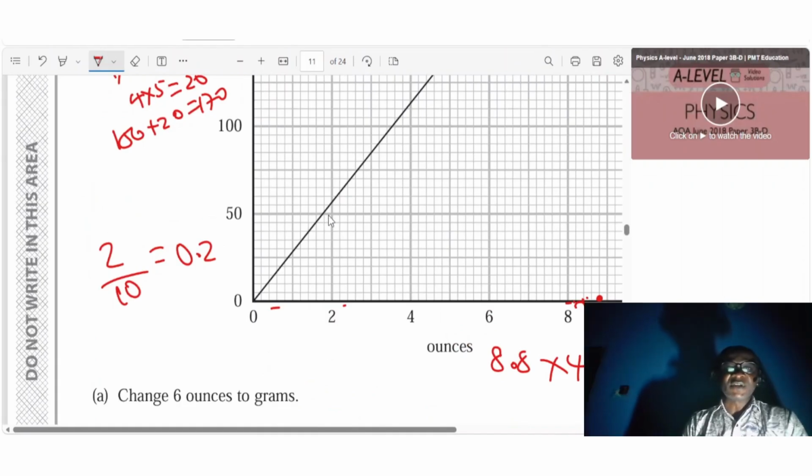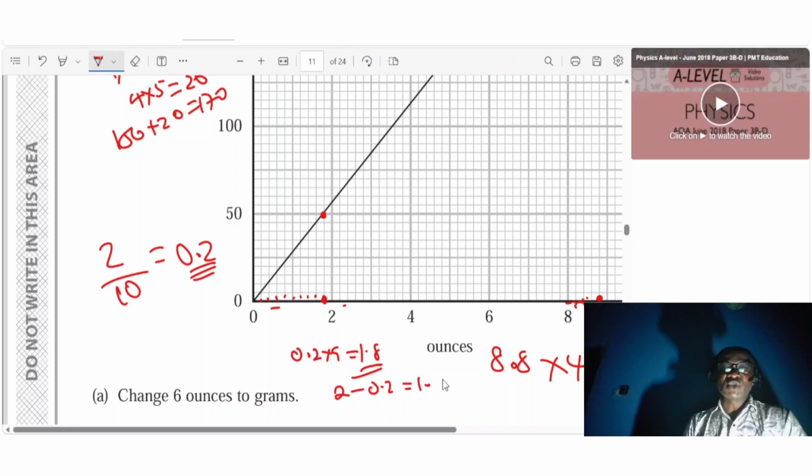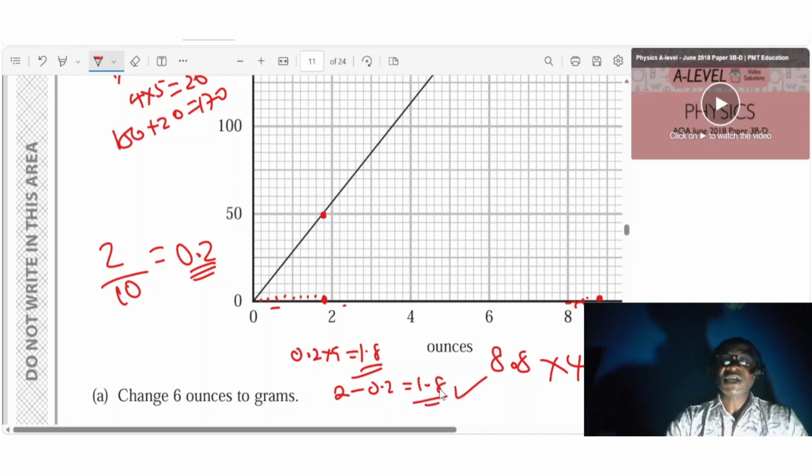From 50, this is the point where it touches. If you trace it down, that is this point. And we agree that each line on this horizontal line is 0.2. So you count 1, 2, 3, 4, 5, 6, 7, 8, 9. That is 0.2 multiplied by 9, which is 1.8 ounces. Or you simply do 2, take away 0.2, which is also 1.8. So you are correct. Is that okay?